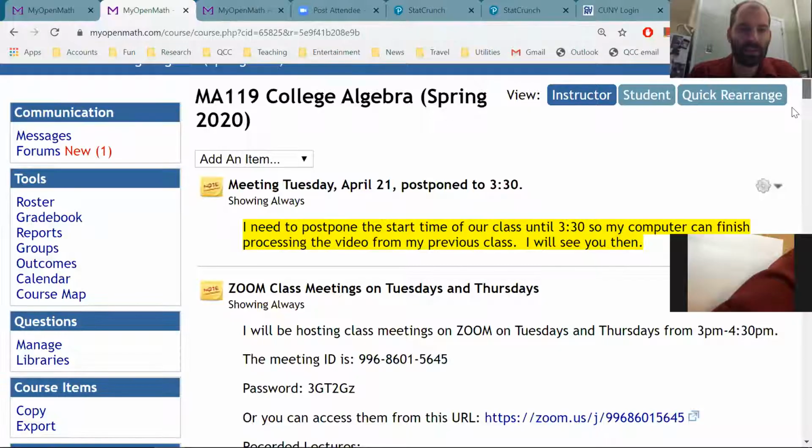Okay, so we have a question about number 16 in section 8.6. All right, let me share my browser window. Number 16 in section 8.6.